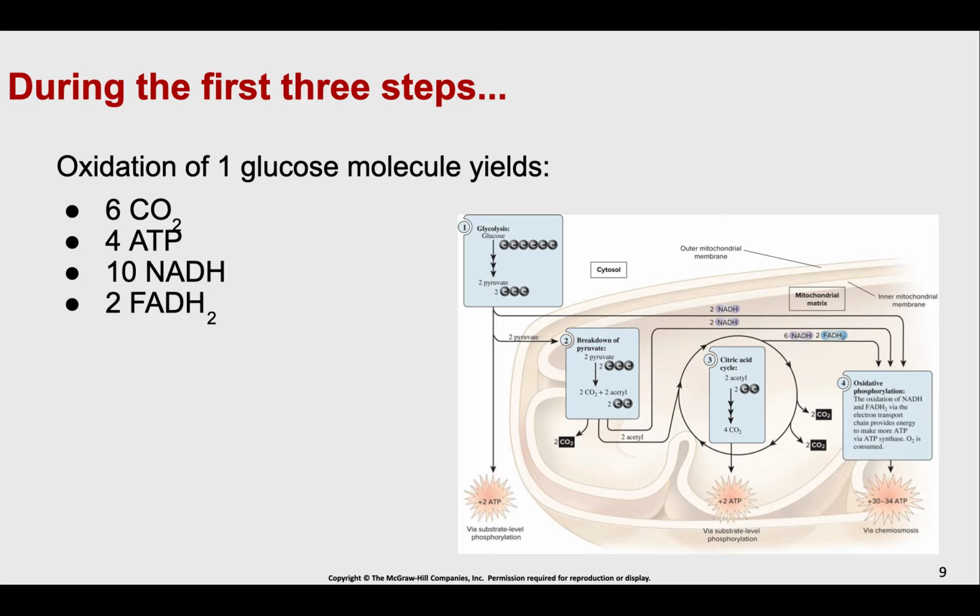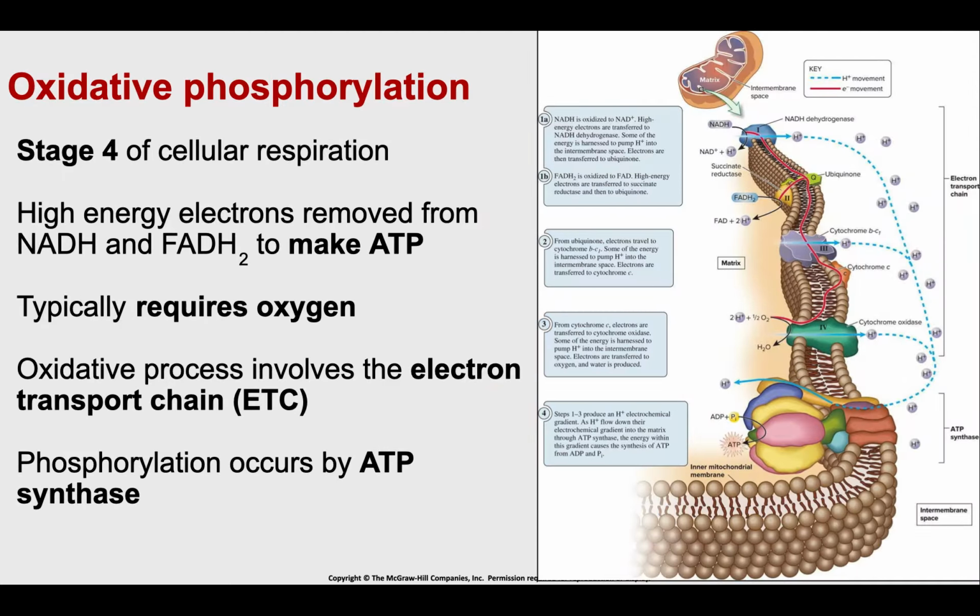All right, so far we've gone through 3 steps of cellular respiration. And so far we have yielded 6 carbon dioxides, 4 ATP, 10 NADHs, and 2 FADH2s. These 2 molecules on the bottom are going to become extremely important when we talk about the last step. Remember, they're electron carriers. They can easily lose and accept electrons. And that's really important when we talk about oxidative phosphorylation.